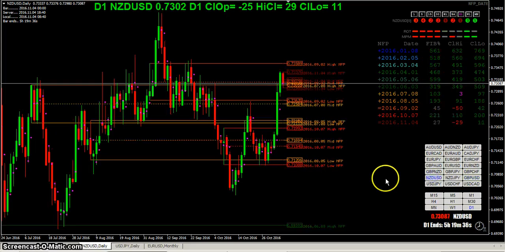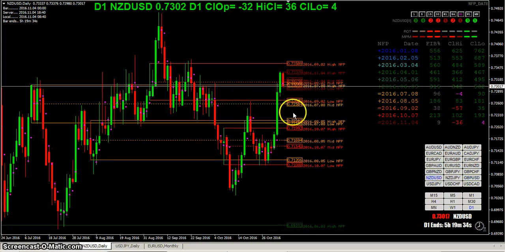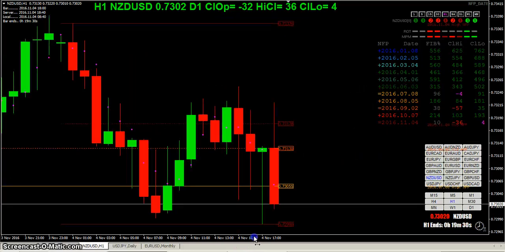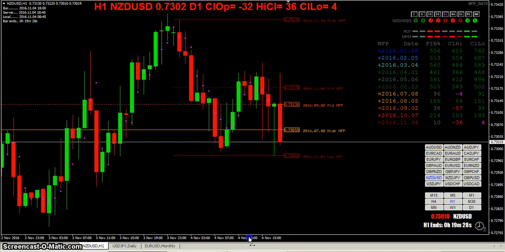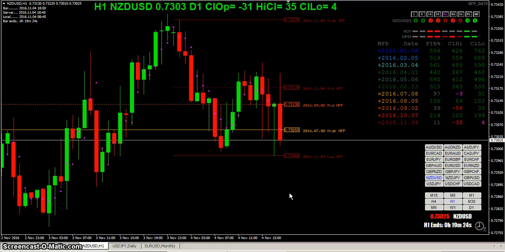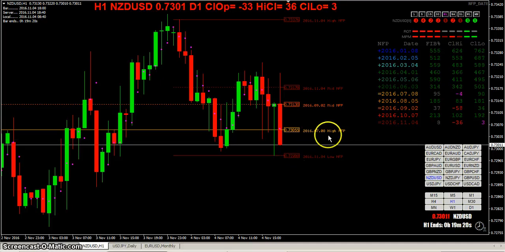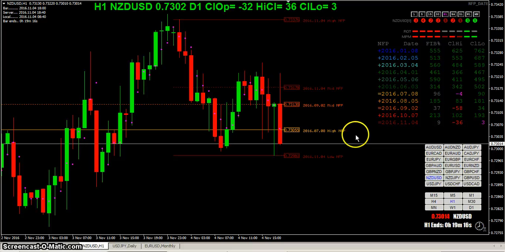But we can take a look at some of the other pairs just to see what they're looking like. The New Zealand dollar had been on a tear. Now you can also switch the time frames here. Sometimes it gives you a little bit better view of what's going on. So here you can see today's high and low. You can see here's the high of July, and we're now within the high and low of July NFP.